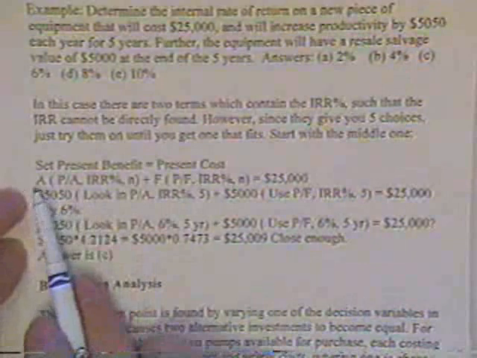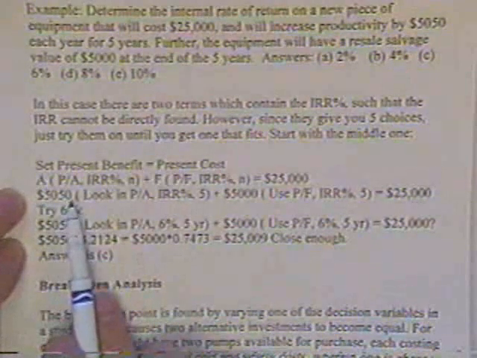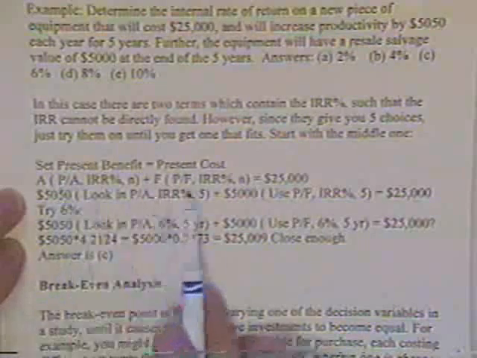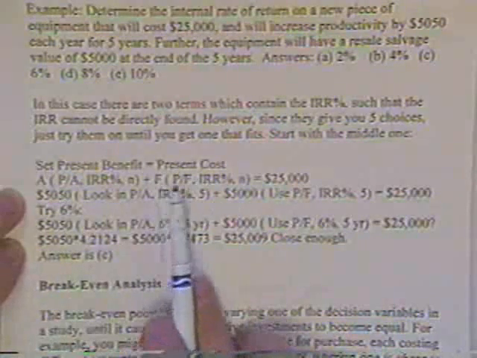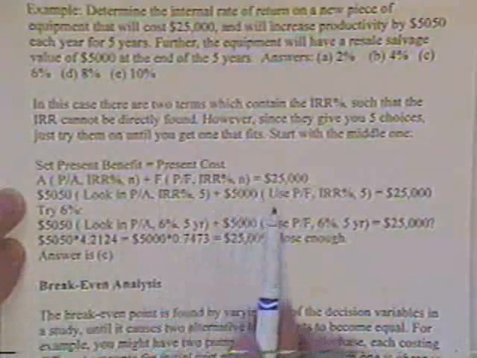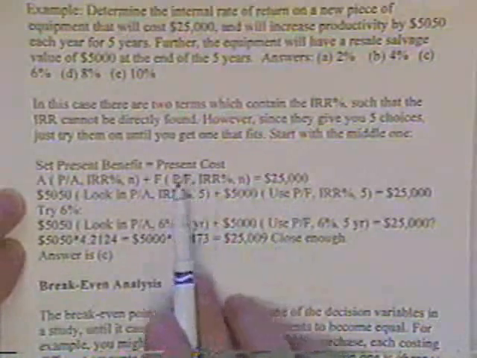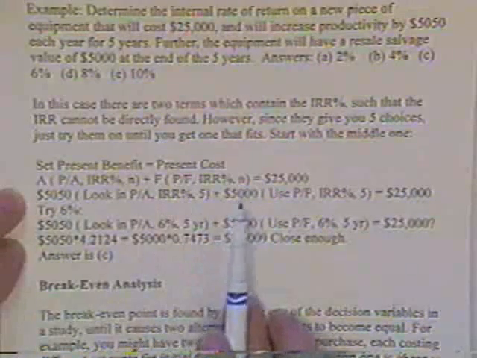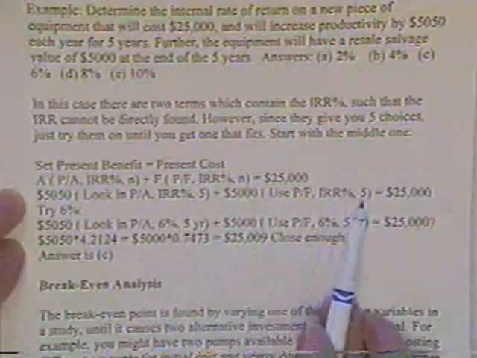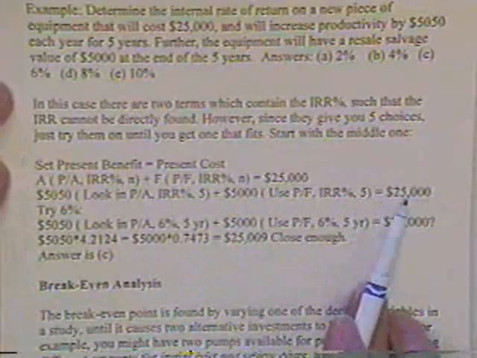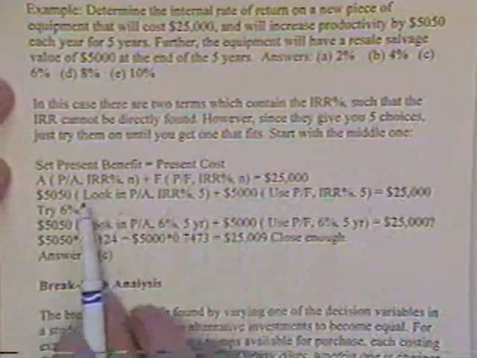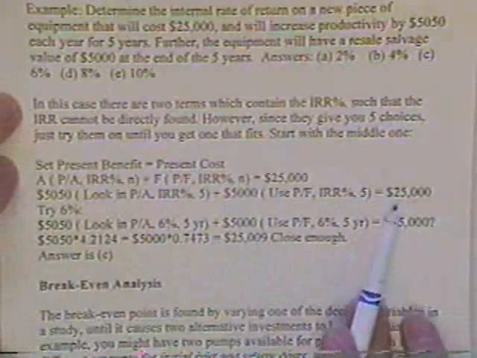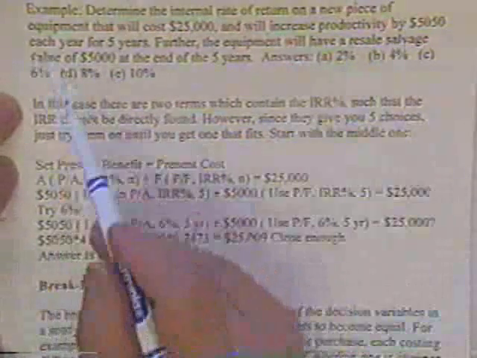So first, since the investment will give us back $5,050 each year for 5 years, we multiply $5,050 times P over A, that's an annual amount changing into a present amount, plus the $5,000 that we'll get at the end of our 5-year investment, and that is P over F. The future value is $5,000 times P over F. F cancels, giving me the present value of the $5,000 return due to salvage sale after 5 years, and set that equal to the $25,000 that it's going to cost me. I'm setting benefits, the string of cash flows plus the salvage value, equal to cost. They want $25,000 for the machine. I try 6%. Why do I try 6%? Because it's in the middle.